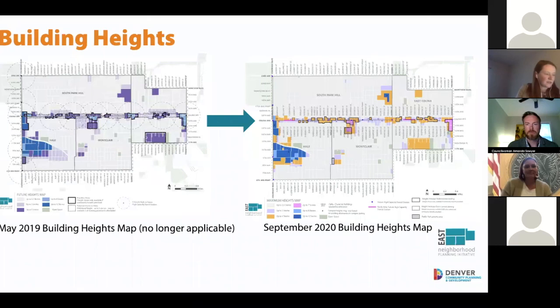This slide is to remind you about where we started on building heights over a year ago now in May, and where we are today. Our first map had most areas at 5, 8, or more stories along Colfax. We've really tailored that more in the current height map, again, to target those areas that are closest to transit, that have the larger lots with depth, and don't encourage losing our character buildings.